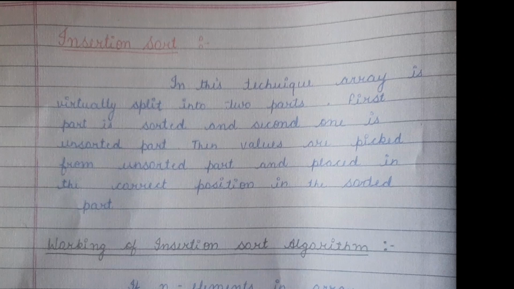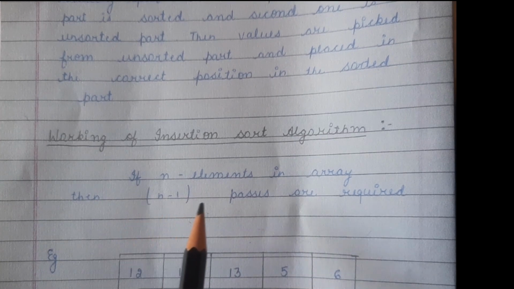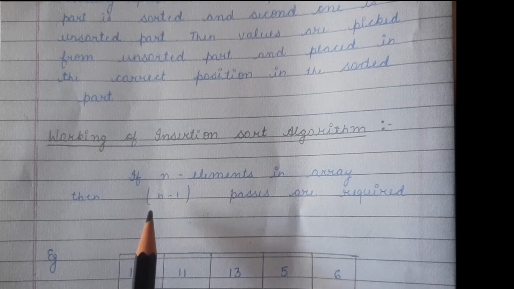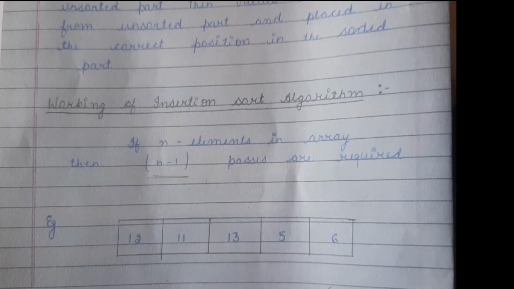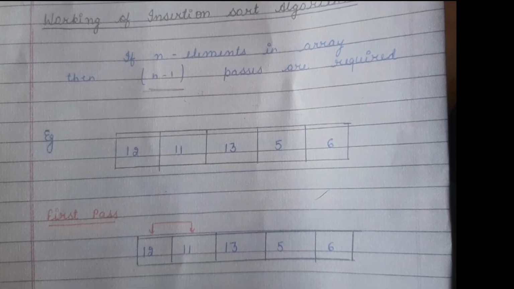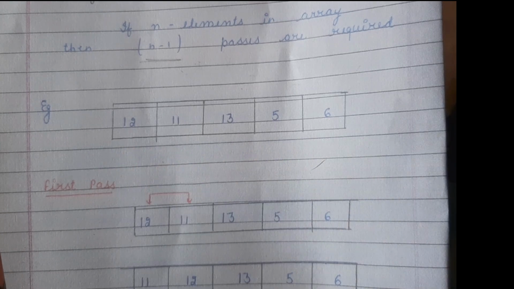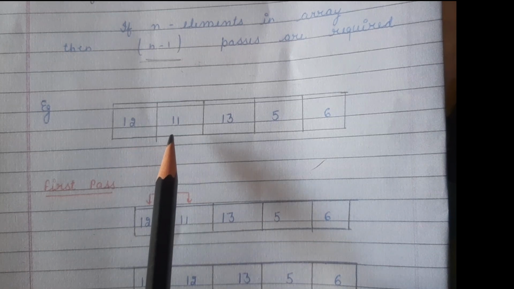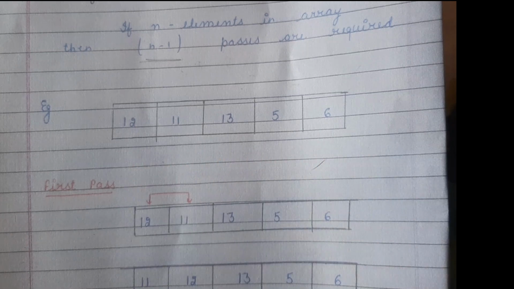So now we discuss the working of the insertion sort. Now, if there are n elements in an array, how many passes are required? N minus 1 passes are required to sort the elements. So now we discuss by example. Suppose we have 5 elements in an array, so it means 4 passes are required. 12, 11, 13, 5 and 6 are the elements in the array.